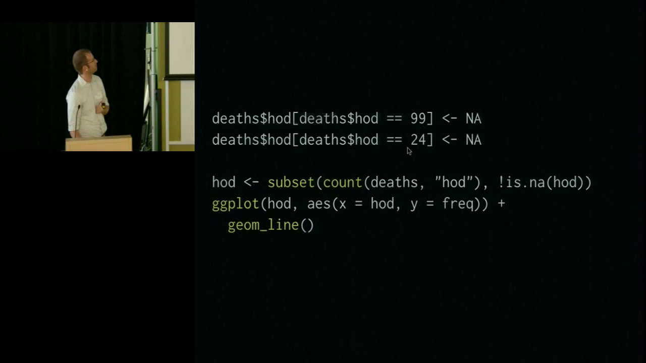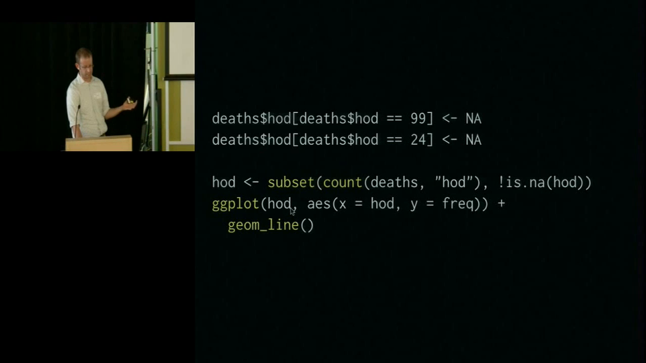And then the other thing I'm going to do is, there's only 1 minute at 2400 hours. That's 2400. So for the purpose of this, I'm just throwing that hour out. It's a little bit lazy, but it's quick and dirty. Then I'm going to do the same thing again. I'm going to count up the deaths, this time by hour of day. Then I'm going to subset it to remove all the missings. I'm not interested in those. And then again, I'm going to plot it in a very similar way.